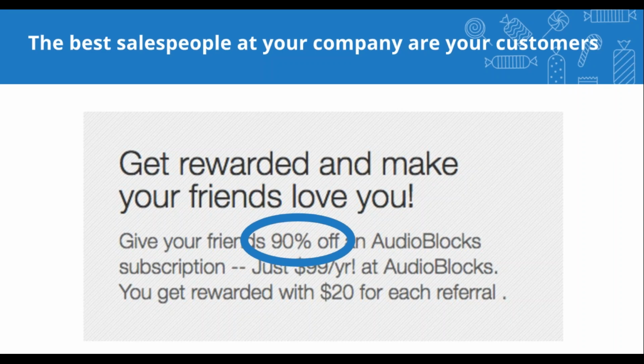And actually, what we saw with this company is that most people did it just for the sake of being nice, just because they found something special. They found something interesting that their friends will love them for. And so, yeah, of course, getting $20 is nice, but the fact that you're giving someone a 90% discount on something that could be useful for them, it's a great feeling. And they actually feel like they're a hero to their friends.